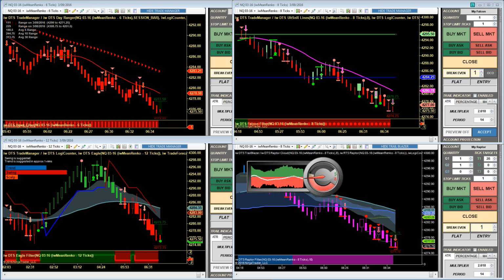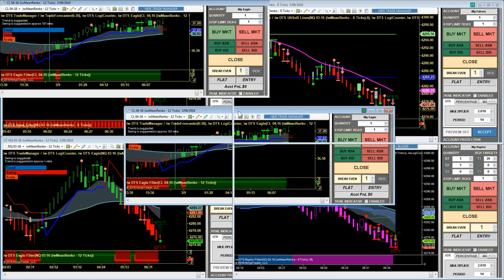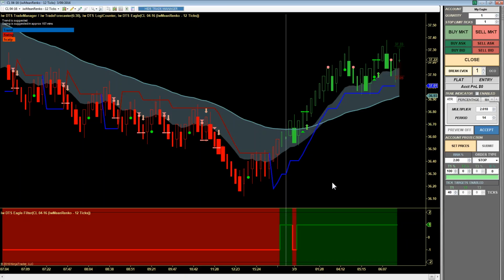So let's take a look here at crude oil on the Eagle, and crude oil really quiet. The market left off down here at around 36.40 yesterday. Very, very quiet overnight. I have a feeling the crude inventory is going to be kind of influential this morning. Usually we see a little bit more activity in crude oil.